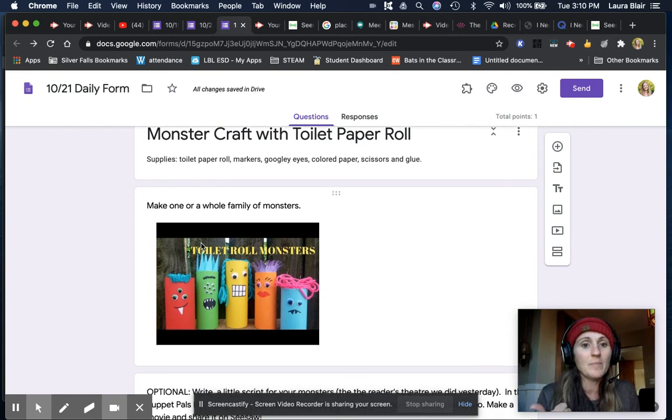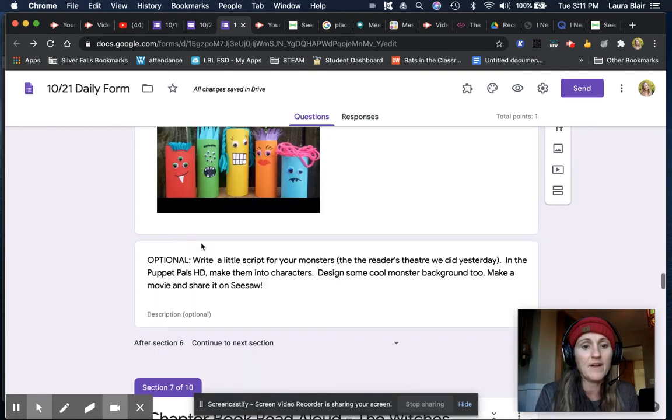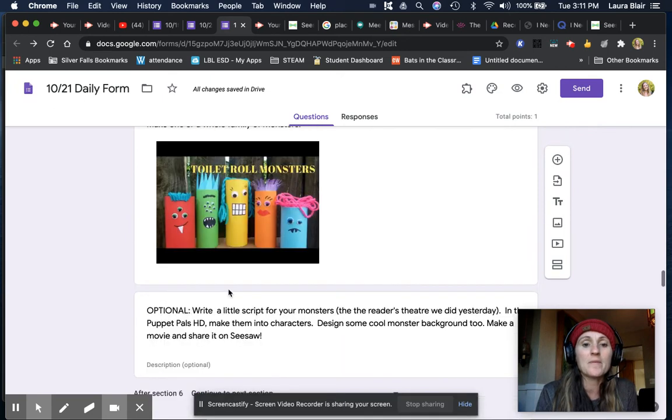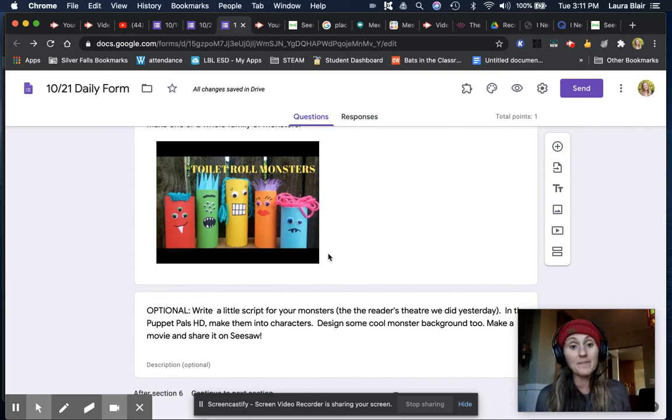So you need a toilet paper roll, markers, googly eyes, colored paper, scissors, glue. Some of you might want to use a little bit of yarn for hair, or maybe some fabric. Feel free to get creative on me. So, watch this movie and learn how to do these little monsters. You can make one or you can make a whole family of them.